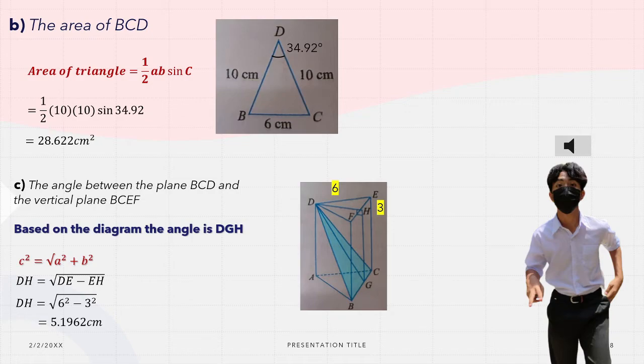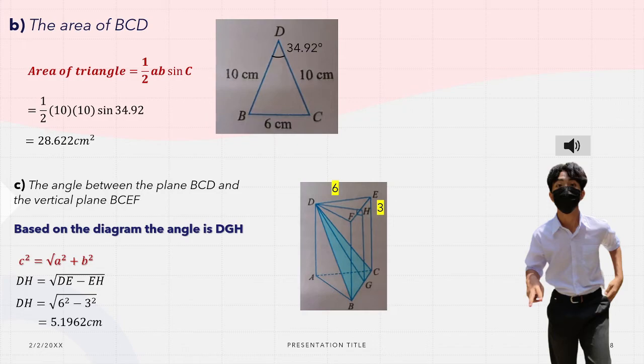Minus EH. What is the length of EH? It is 3. So DH equals the root of 6 squared minus 3 squared. Why do we use minus instead of plus? Because DH is not the hypotenuse. If we are looking for the hypotenuse, then we will use plus in the formula. So what is the answer for that? It is 5.1962 cm.